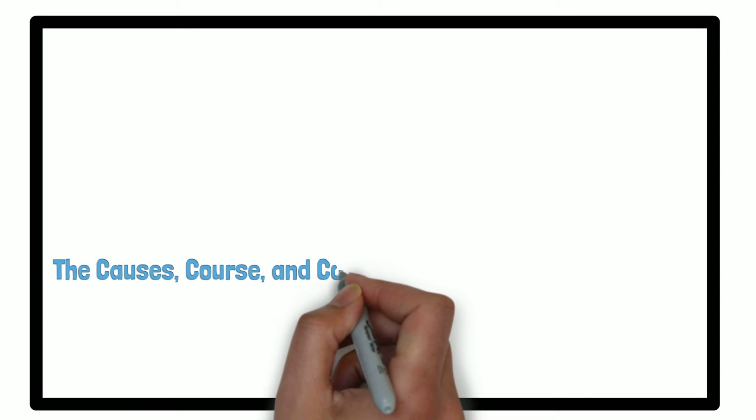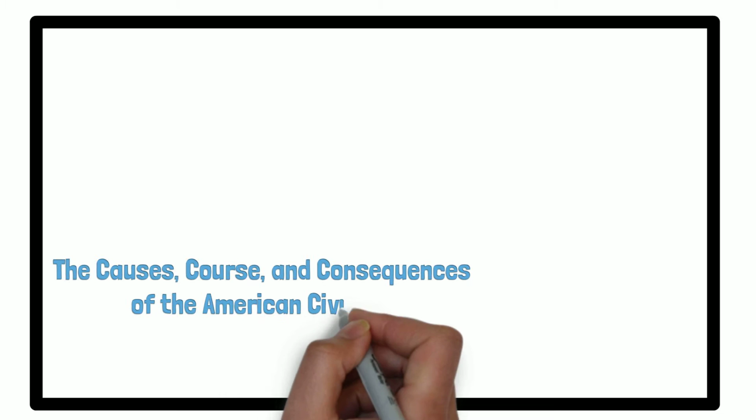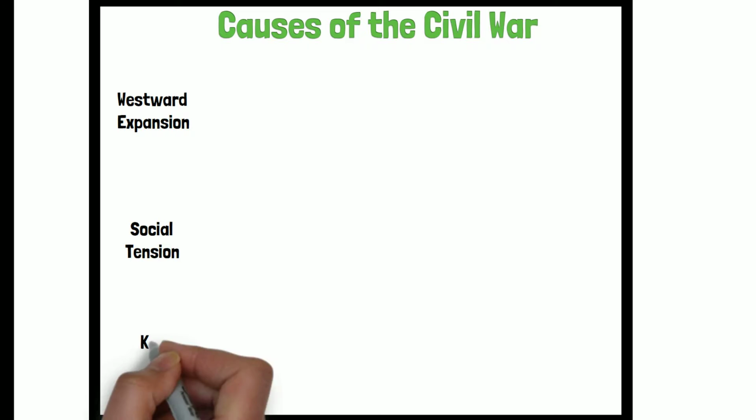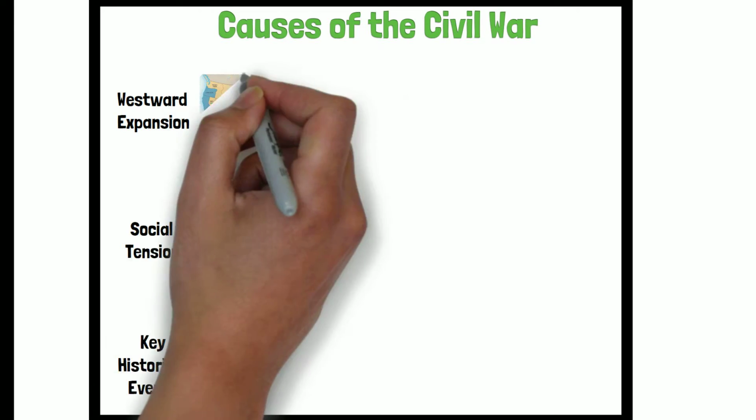Hello, everyone. Today we're going to discuss the causes, course, and consequences of the American Civil War. The American Civil War was caused by tensions between the North and the South over the issue of slavery. The issues that arose in the 1850s were the consequences of westward expansion into new territories, increasing social tensions over the issue, and the outcomes of key historical events.